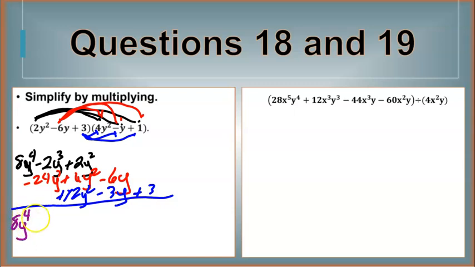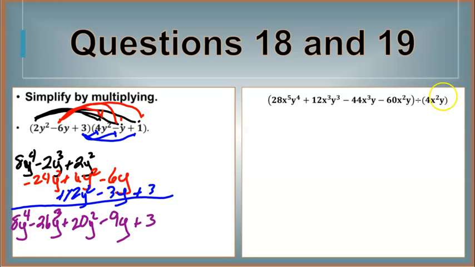Then I can combine like terms, which will give us 8y to the fourth minus 26y cubed plus 20y squared minus 9y plus 3.